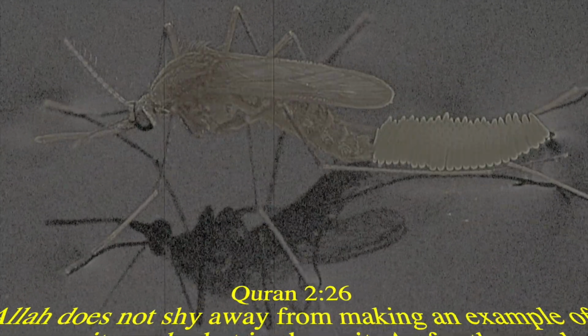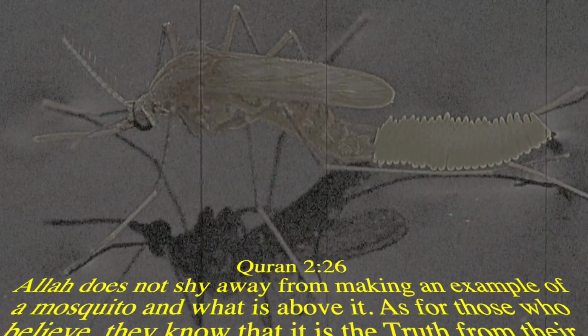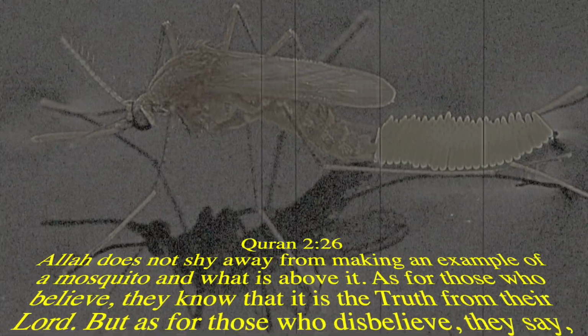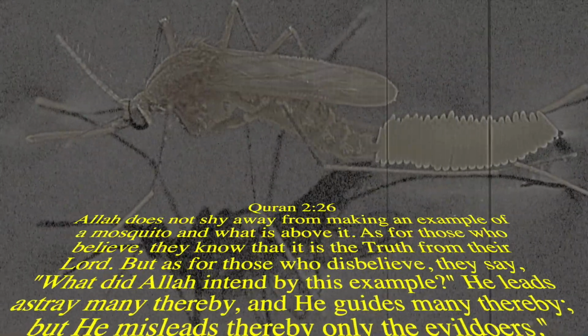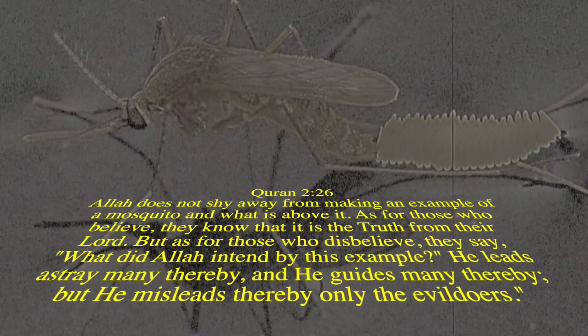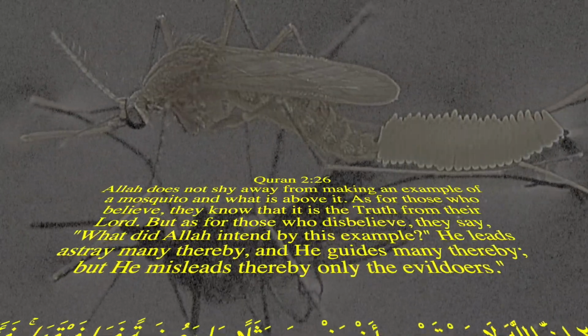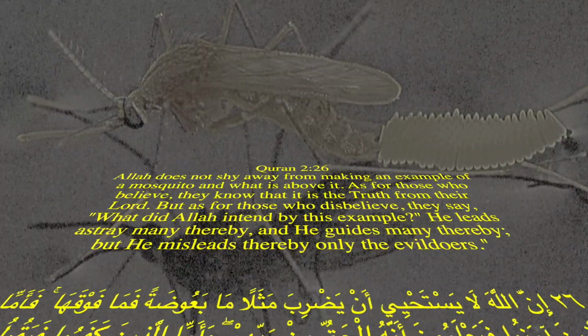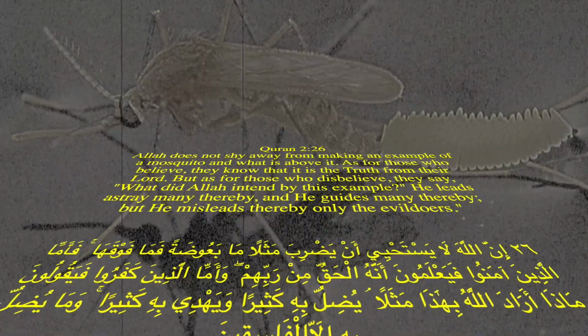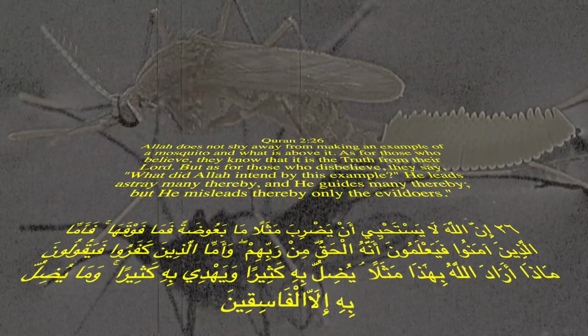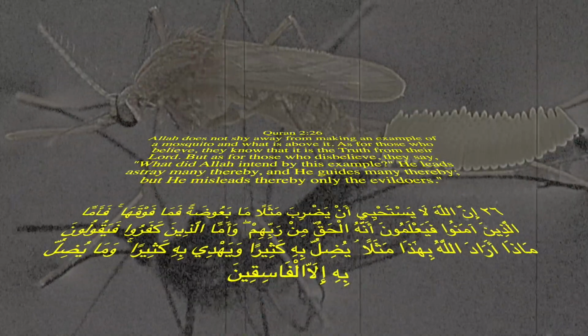Quran 2 verse 26. Allah does not shy away from making an example of a mosquito and what is above it. As for those who believe, they know that it is the truth from their Lord. But as for those who disbelieve, they say, what did Allah intend by this example? He leads astray many thereby, and He guides many thereby, but He misleads thereby only the evildoers.